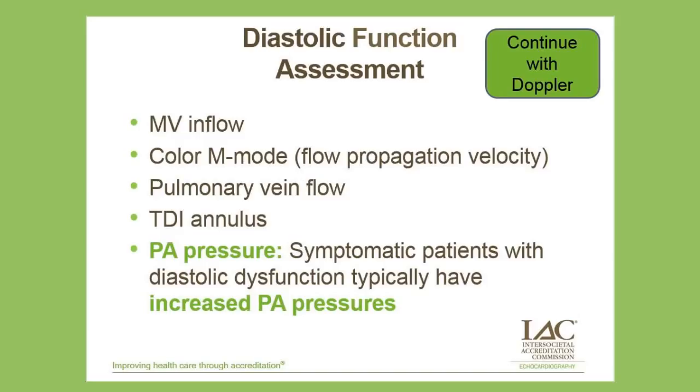So let's continue on with the diastolic function assessment. We've looked at 2D parameters, and now we're going to continue with Doppler. Most often, we do mitral inflow. I'm going to talk just a little bit about color M mode because that's a very useful technique. Pulmonary vein flow, tissue Doppler of the annulus, and then it's important that you look at the pulmonary artery pressure because symptomatic patients with diastolic dysfunction typically have increased PA pressures. So if you're wondering if somebody's got diastolic dysfunction and they've got a normal TR velocity and a normal IVC with normal collapse, maybe not.